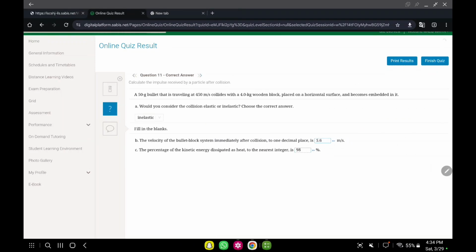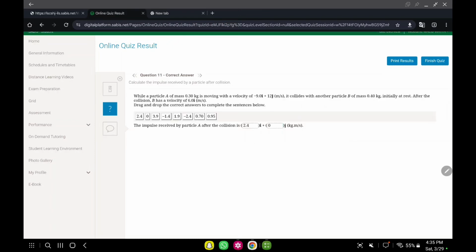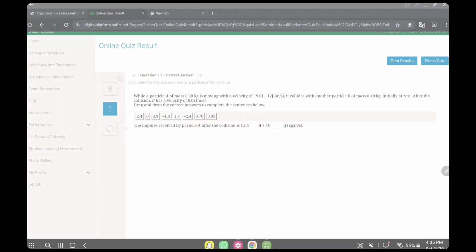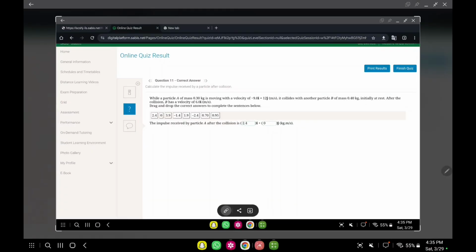Question 11. It wants to load. Okay. A particle of mass 0.3 kilos is moving with a velocity, see, we're working with vectors now, of minus 9i plus 12j, so this is its velocity. Mashi, it collides with another particle of mass 0.4 initially at rest, U equals 0. Let's call it UB. After the collision, B has a velocity of 6i, so they gave us VB. What is the impulse received by particle A?